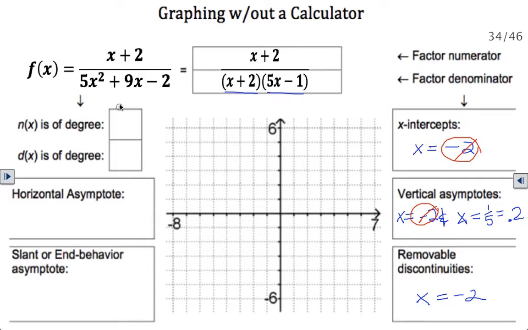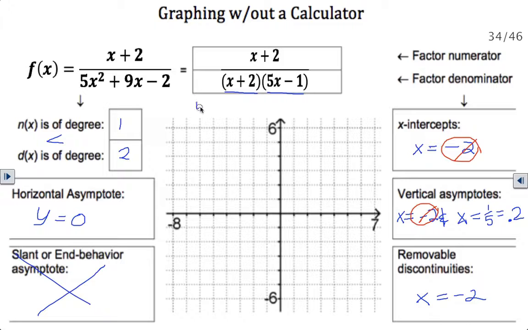Okay, let's look on the left side now. The degree of my numerator is 1, and the degree of my denominator is 2. The relationship there is that the numerator's degree is less than the denominator's degree. So my horizontal asymptote is at y equals 0. Because I have a horizontal asymptote, I cannot have a slant or end behavior asymptote. And then I think I'm ready.